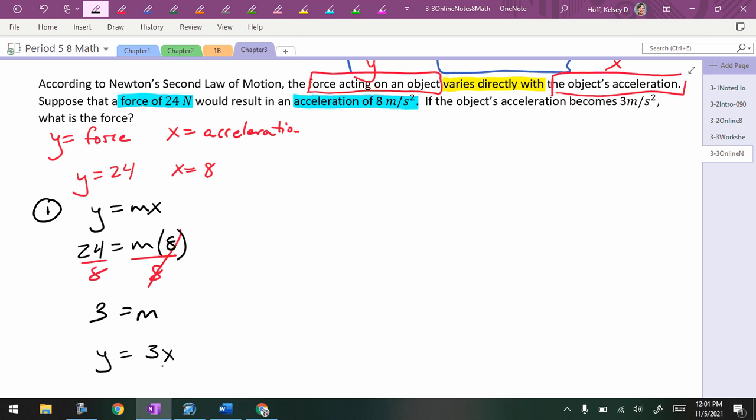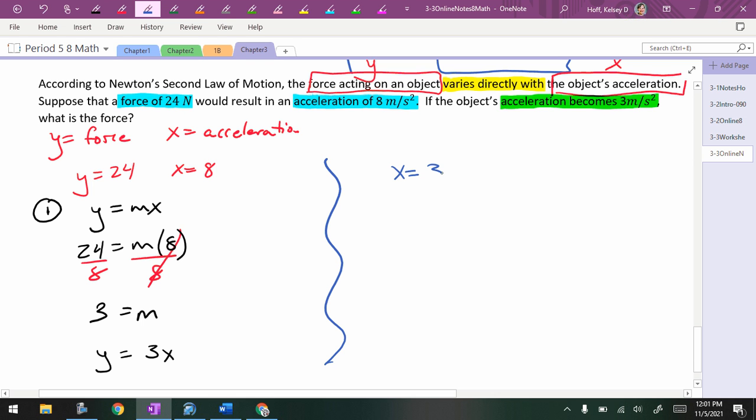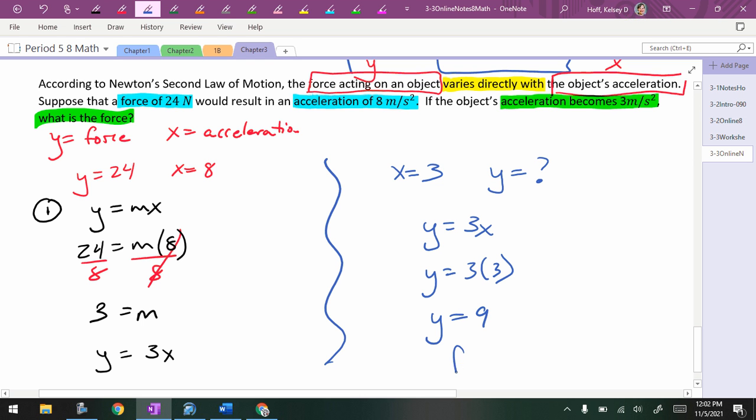So the last part of this then says the acceleration becomes 3. What'd you tell me acceleration was? So x is 3, and they say, what is the force? Force is y. We don't know what y is, aka find y when x is 3. So we take our equation, y equals 3x. Do we know y or do we know x? We know x. X is 3. So what is y? 9. The force is 9 newtons.